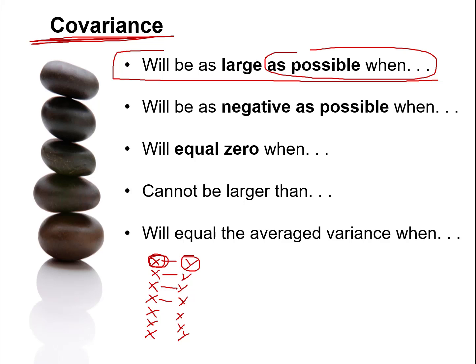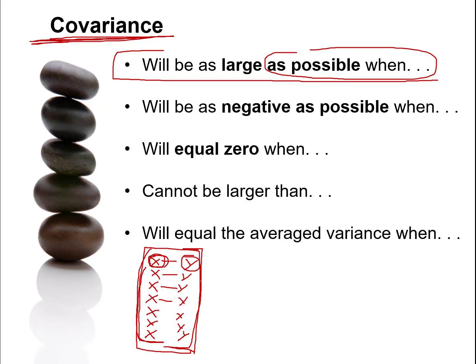And if these scores were paired together in any other way that doesn't produce a perfect positive correlation, that would make the covariance smaller. So given this data set, this particular set of scores on X and Y, if the scores are paired together to produce a perfect positive correlation, then this set of scores will produce the highest possible covariance I can get. And if they're paired together in other ways, my covariance will become smaller.